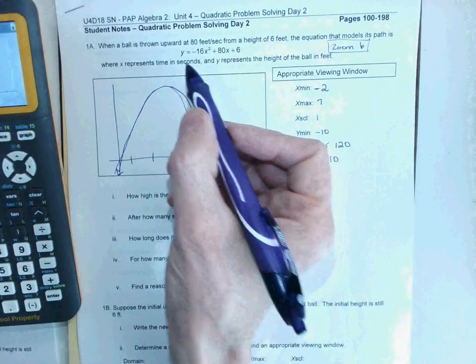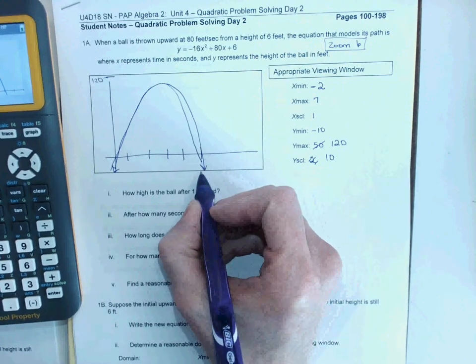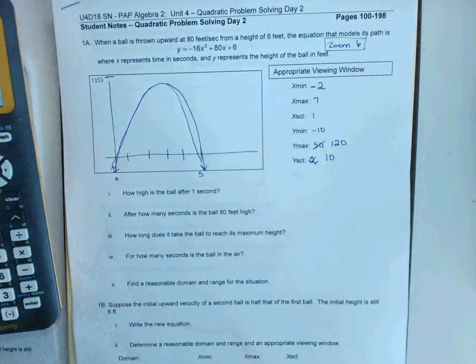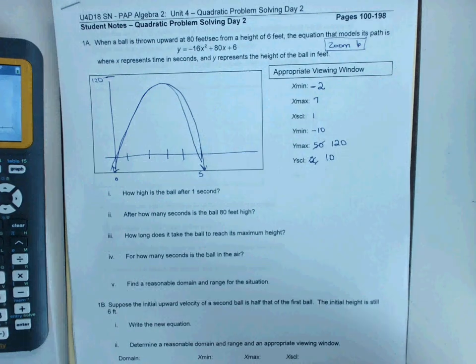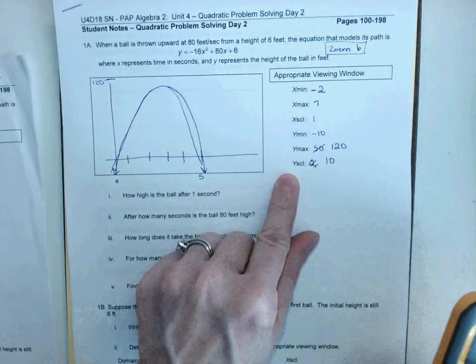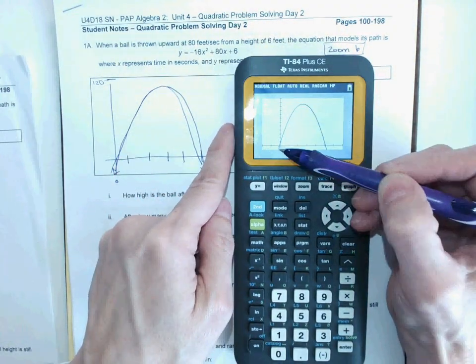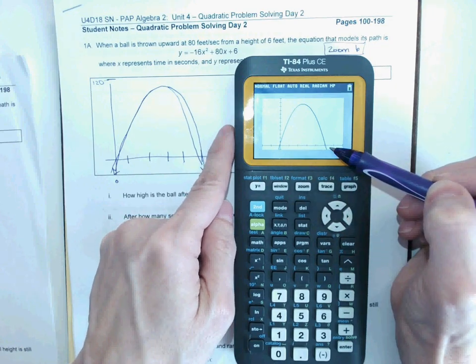And then we did maximum up here of 120. This is 50. Okay, just a little brief sketch to tell me what you did. Then after you get a viewing window that you like, and keep in mind your viewing window could be a little bit different than mine, as long as we can see the maximum and the intercepts here, we're happy.